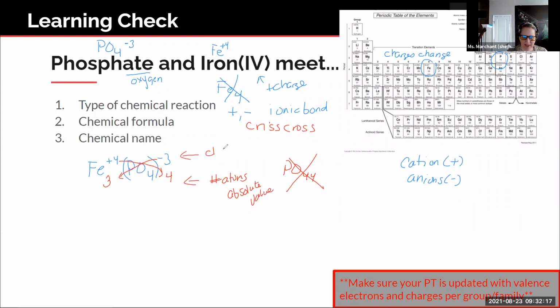But these ions have to have charges. They have to have a positive and a negative for an ionic bond. You can't just say Fe and put a 4 up here at the top. You have to have this plus here. And now when I rewrite the chemical formula, I don't put the charges. So it's Fe3(PO4)4. And that would be your chemical formula.